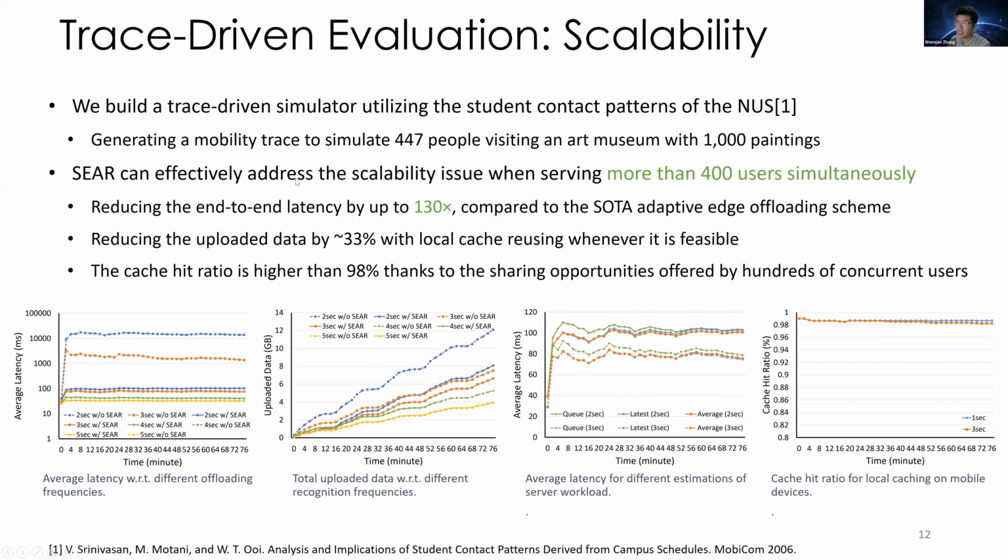From the results, we can see that SHARE can effectively address the scalability issue when serving more than 400 users simultaneously, which reduces the end-to-end latency by up to 130 times. And we also reduce the uploaded data by 33%. And we also achieve a cache hit ratio of more than 98%, thanks to the sharing opportunities offered by hundreds of concurrent users.